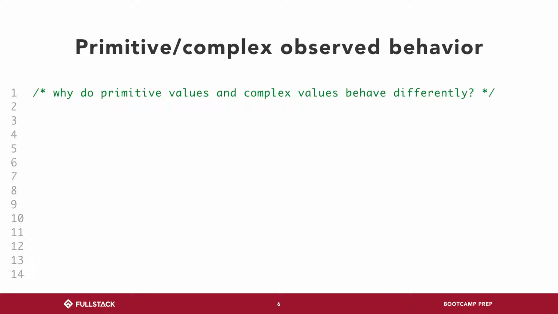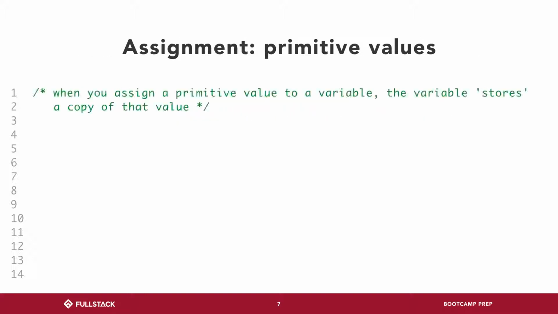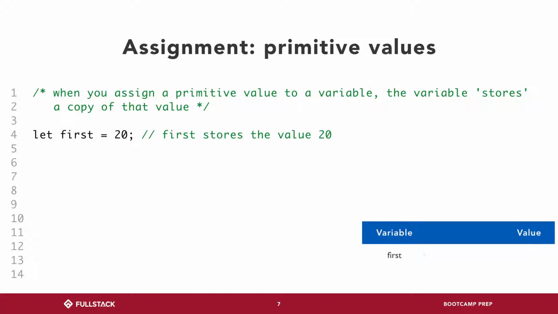So why do primitive values and complex values behave differently? You'll be able to answer that at the end of this lesson. So when you assign a primitive value to a variable, the variable stores a copy of that value, whatever it evaluated to at that point in time.